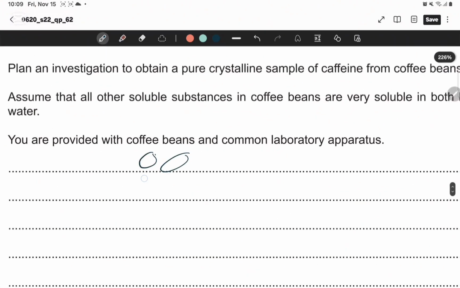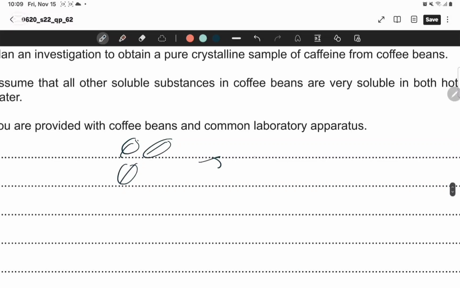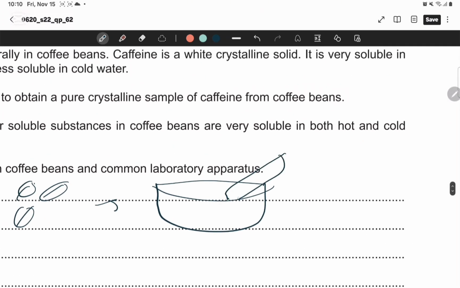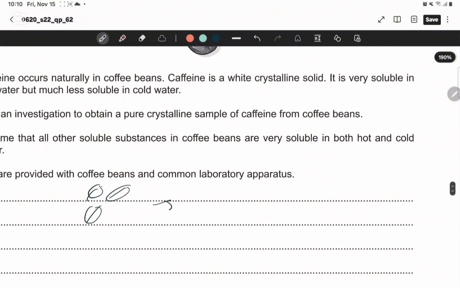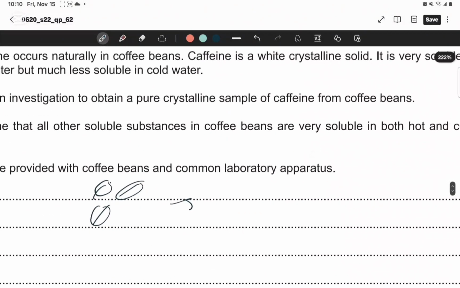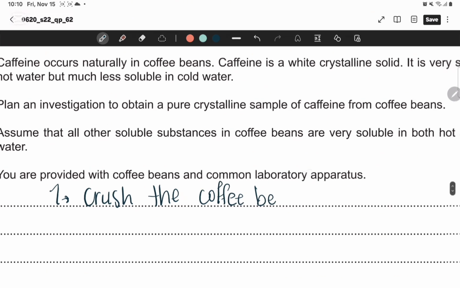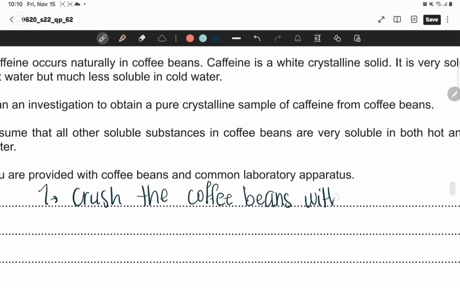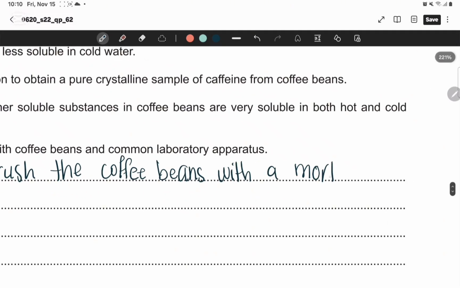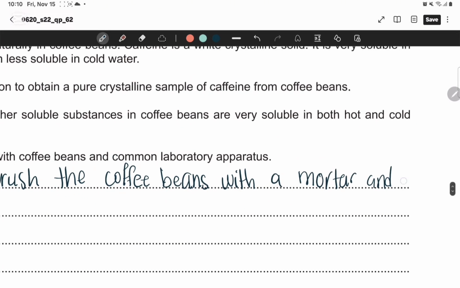So you have coffee beans. Let's say these are my coffee beans. First thing you're going to do is just crush them into powder using a pestle and mortar. If you remember from grade 9, you know the pestle, you crush them with a pestle and mortar. Okay, let me write the steps. First thing you're going to do is crush the coffee beans with a mortar and pestle.